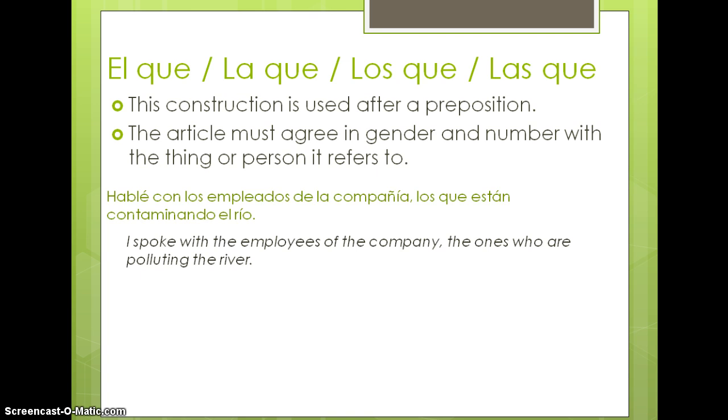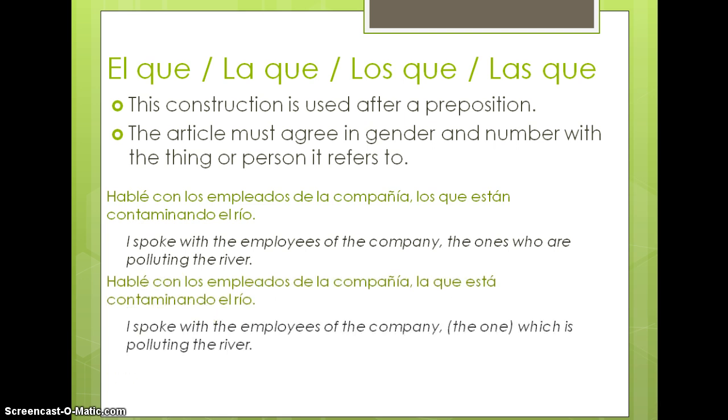Here's an example. Hablé con los empleados de la compañía, los que están contaminando el río. As opposed to, hablé con los empleados de la compañía, la que está contaminando el río. Notice in the first one, I'm referring to the empleados, los que, whereas in the second example, I'm actually referring to la compañía, la que.